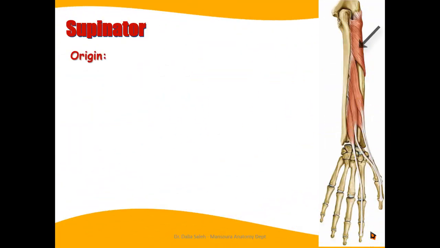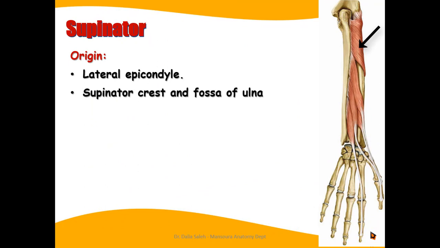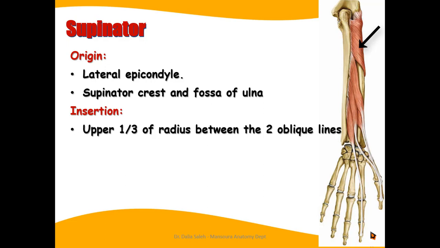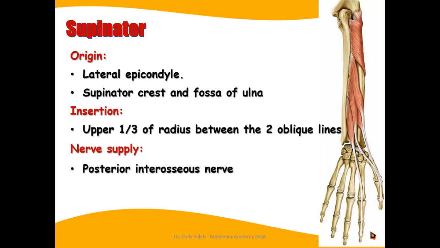The supinator muscle takes origin from the lateral epicondyle of the humerus as well as the supinator crest and fossa of the ulna. It wraps around the radius and inserts at the upper third of the radius between the two oblique lines, the anterior and posterior oblique lines. It is innervated by the posterior interosseous nerve and it supinates the forearm.